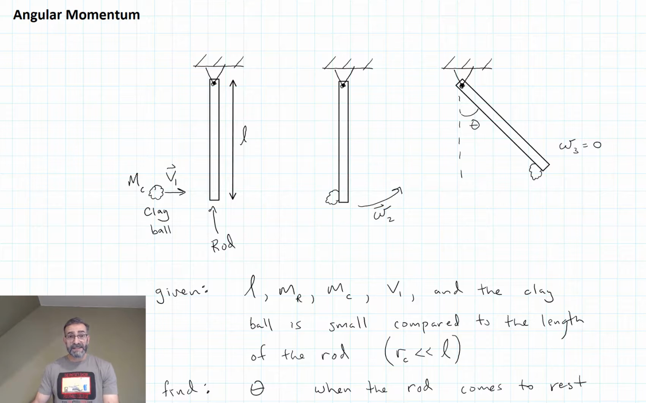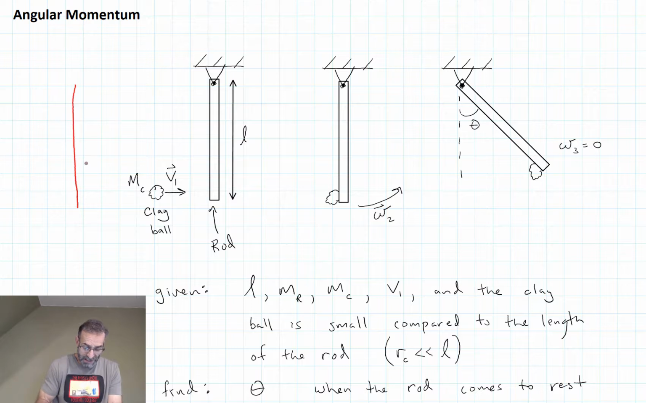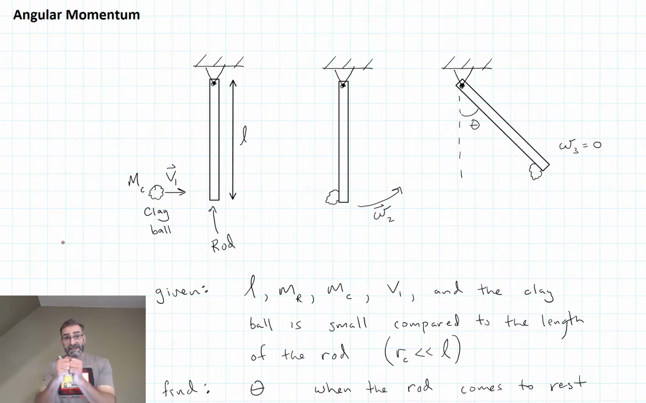For our previous examples, we treated the pendulum as a simple pendulum. A simple pendulum means that the string or the rod is massless and all the mass is at the end of the string or rod. When the collision took place, we could use linear momentum to get through that collision because all the mass was in the point at the end of the rod, at the end of the string.